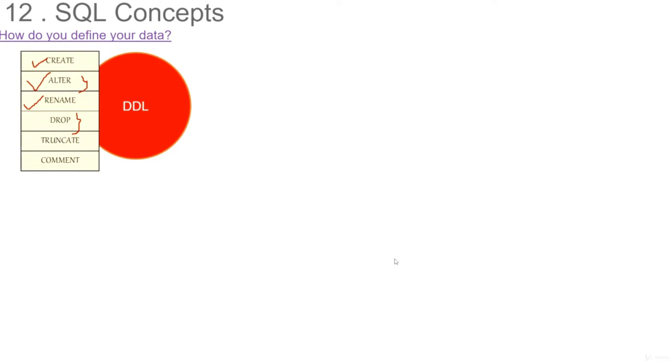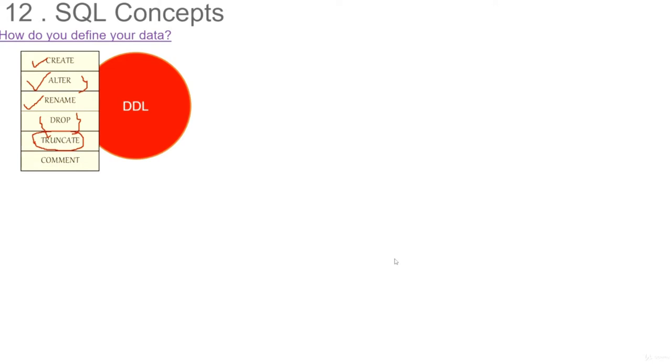However, if you want to drop the object itself which contains that data, for example a table, or if you want to drop a view or a function or whatever, you use drop. Now take a look at this truncate. Now truncate is a very special kind of data definition language syntax. What it actually does is that it removes all the data from your table.